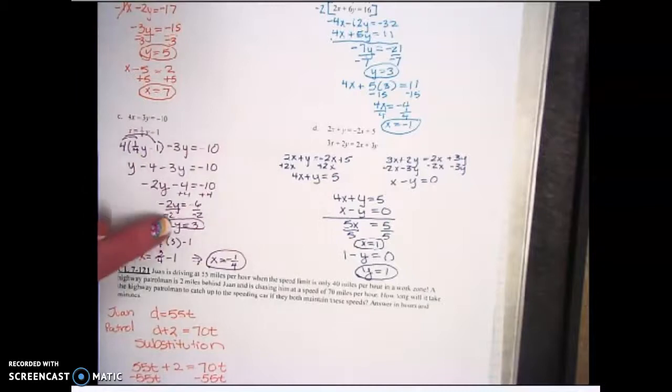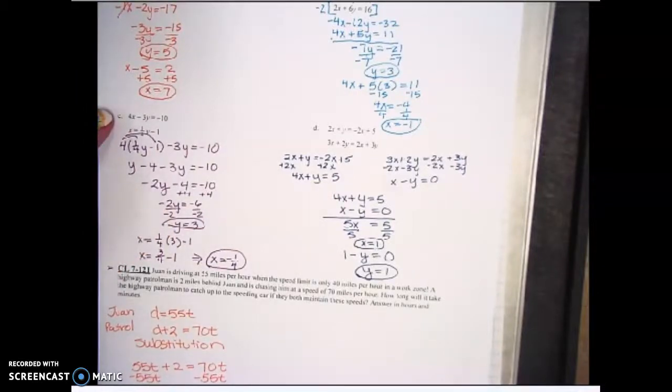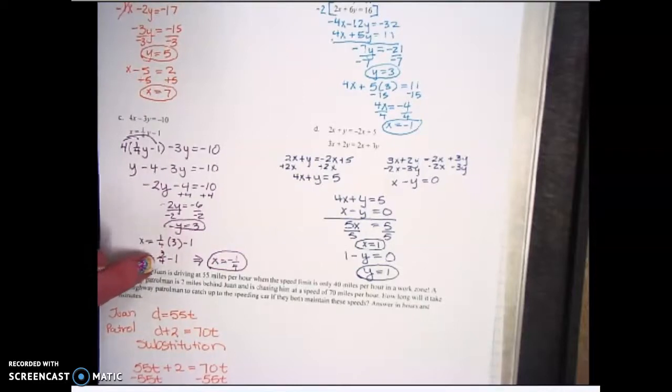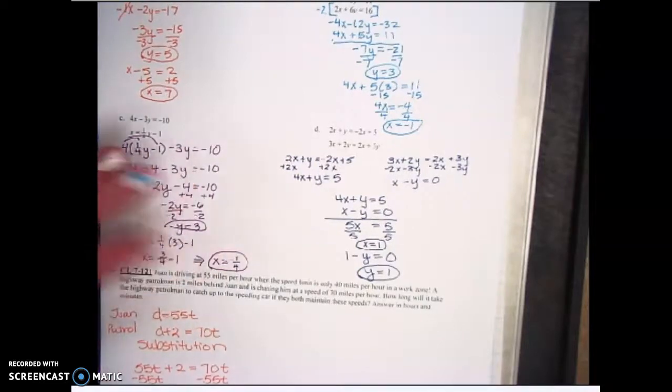Then I took the 3 and I substituted it back into the second equation. 1/4 times 3 is 3/4. 3/4 minus 1 is -1/4.